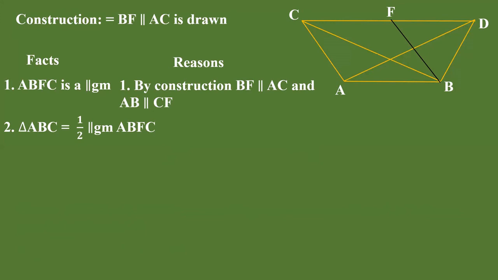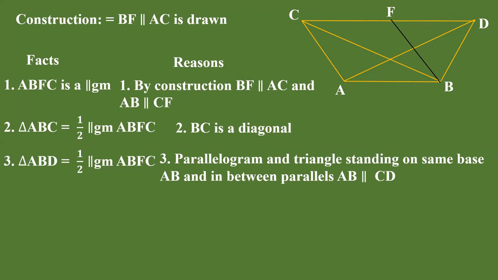I already mentioned that BC is a diagonal, and you know the diagonal bisects the parallelogram into two equal parts. Now let's write here the triangle ABD. Look at the triangle ABD. It is standing on the base AB, and the parallelogram ABFC is also standing on the same base, right? And in between the same parallels. So can we say that ABD is half of the parallelogram ABFC? Yes, of course we can say that. And what's the reason?